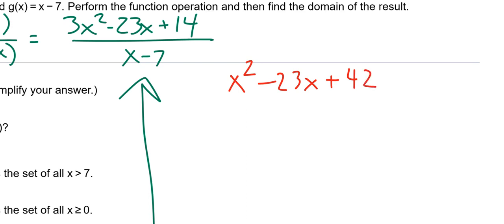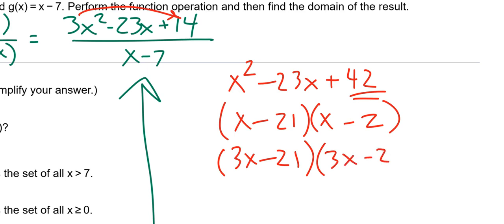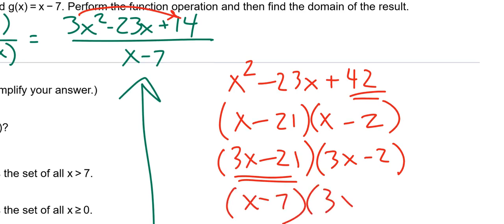I multiply the 3 times the 14 at the end. For those of you who do not want to try for the extra credit, don't worry about this part. This is not required. Things that multiply together to give me 42, but add up to 23 would be 21 and 2. The 3 comes back into play in both of these, and then I factor out any GCFs. Looks like there's a GCF here. That would be x minus 7 and 3x minus 2. You can guess and check your way to that answer too.